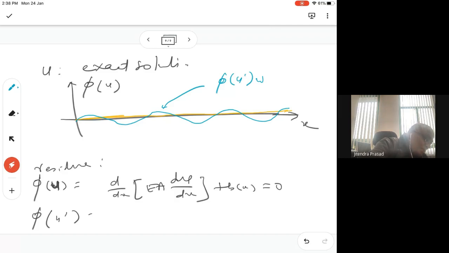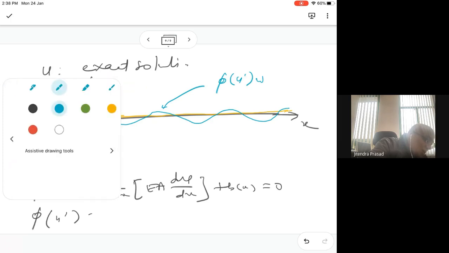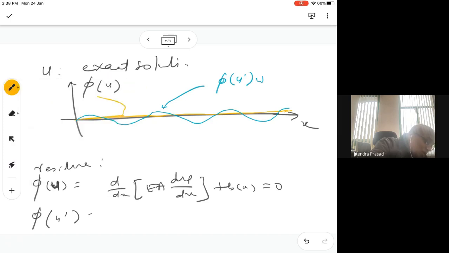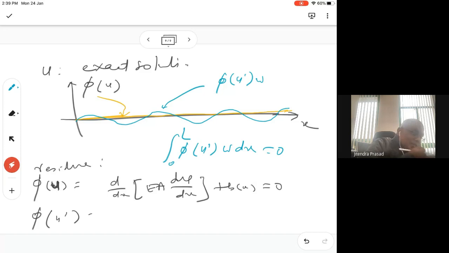Or you can also write any w here, because this is 0 anyway, multiplied by any w will also make it 0. So if it is exact, it will exactly be equal to 0. But if it is an approximate solution, you are allowing it to be something like this, as long as the integral of phi u dash w dx from 0 to L equals 0, you are fine with it.